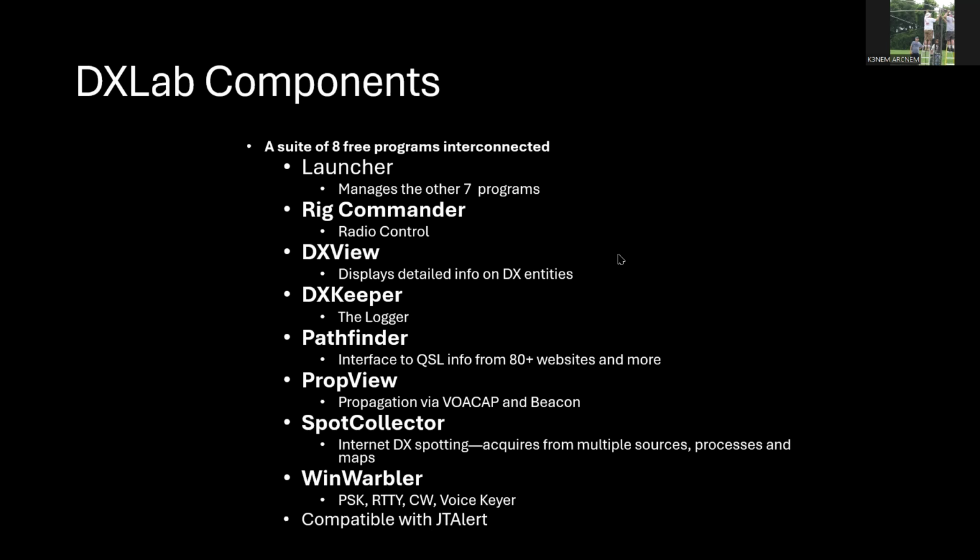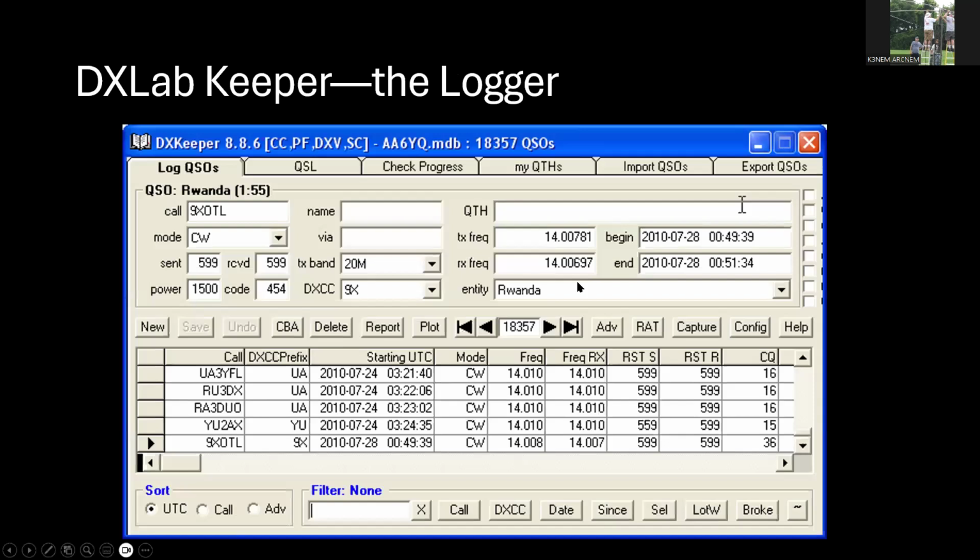Let me see if I get the right mouse here. So here's what the basic DX keeper looks like. Not too different from the one we looked at before. Notice it's got these tabs to pick up other information and do other things. This is interfaced directly with the radio, so it knows the transmit and receive frequency.